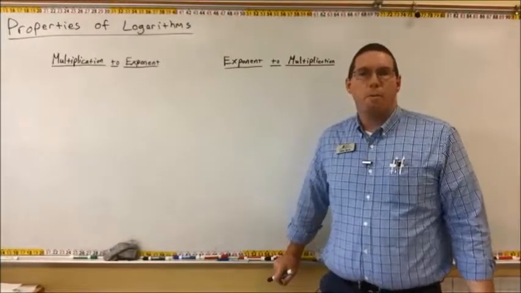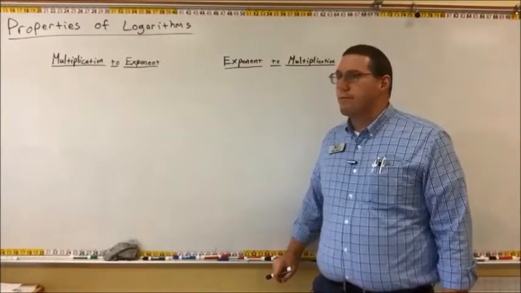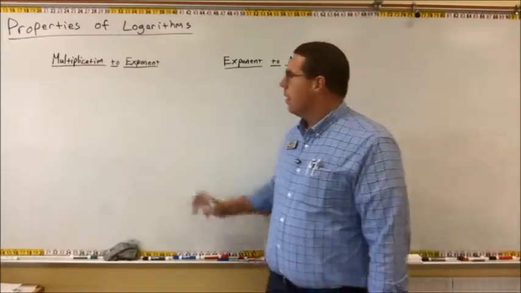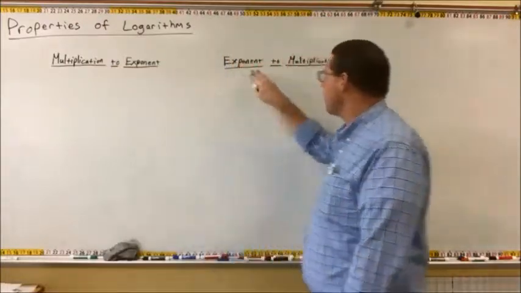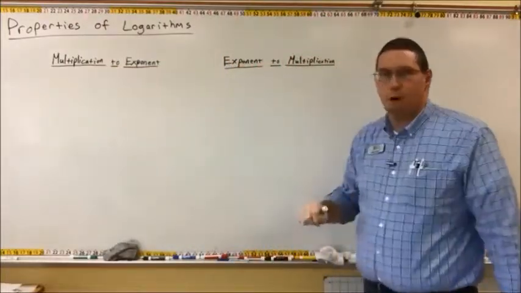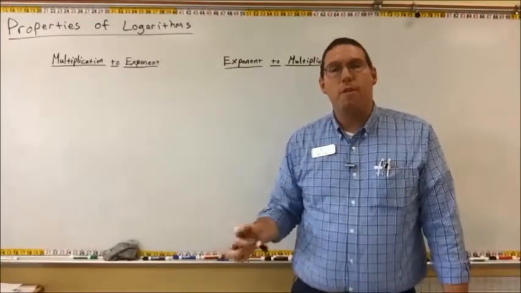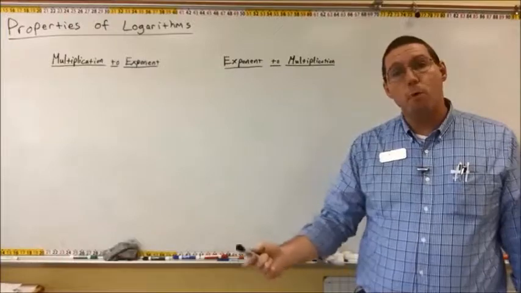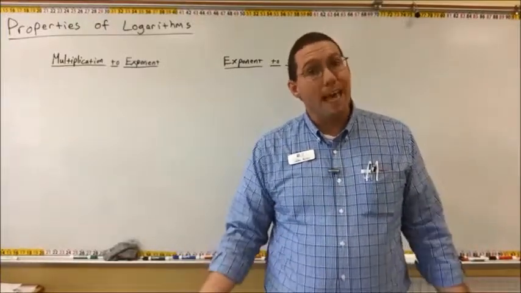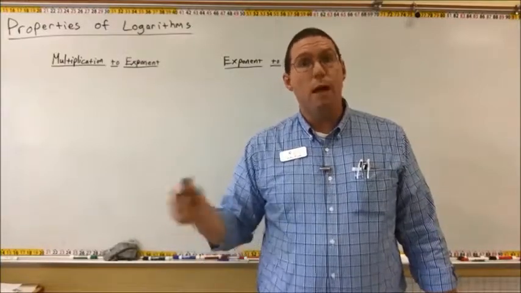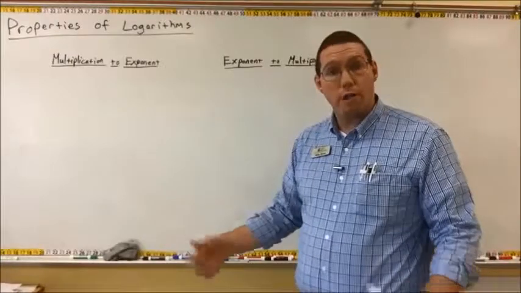All right, let's do our final property of logarithms here. Now this one has to do with exponents. And this property is the multiplication to exponent or the exponent to multiplication property. Another great thing about logarithms is logarithms turn exponents into multiplication, because multiplication is easier to do than exponents. And so logarithms are awesome, okay?